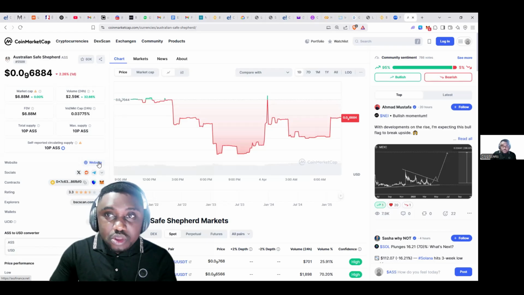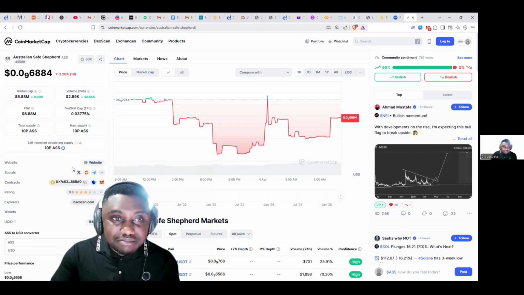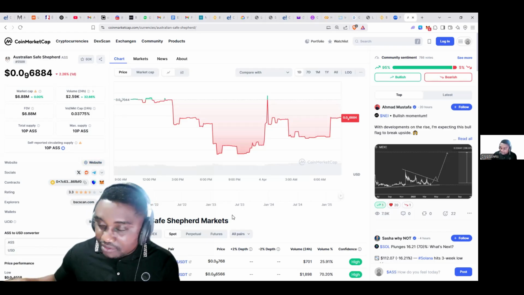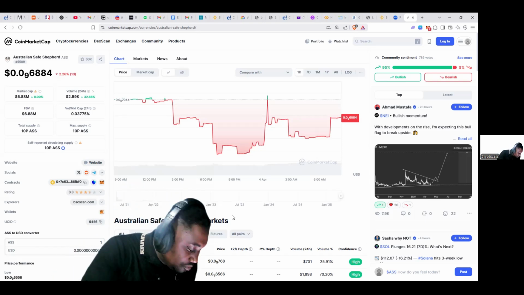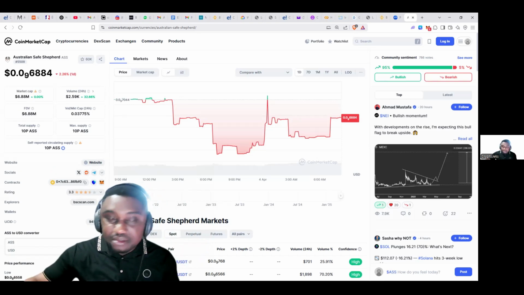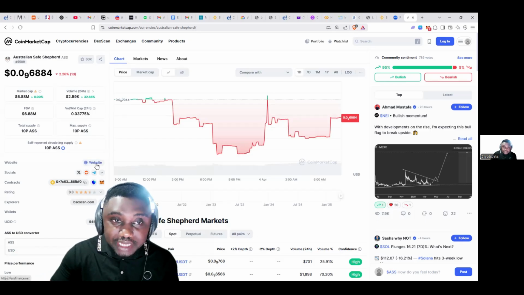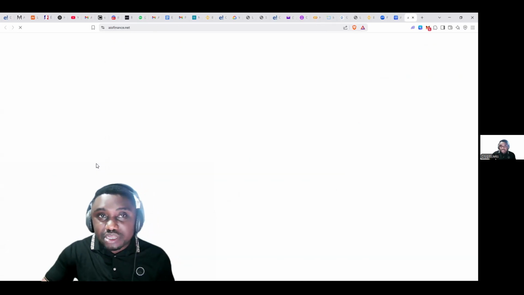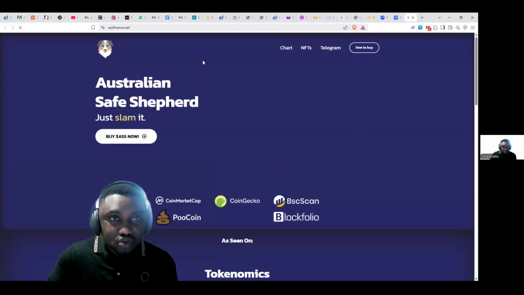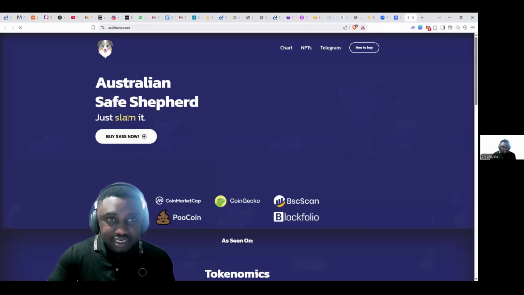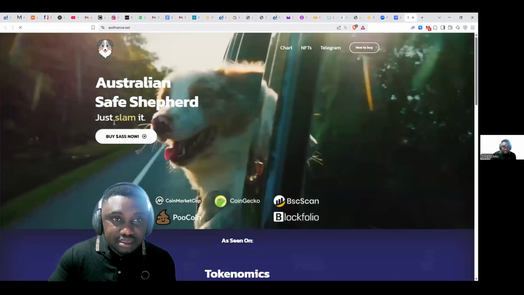Okay, so there's no white paper. That is a red flag, one red flag already. Since there is no white paper, let's go to the website and look at it. So let's look at what ASS is.